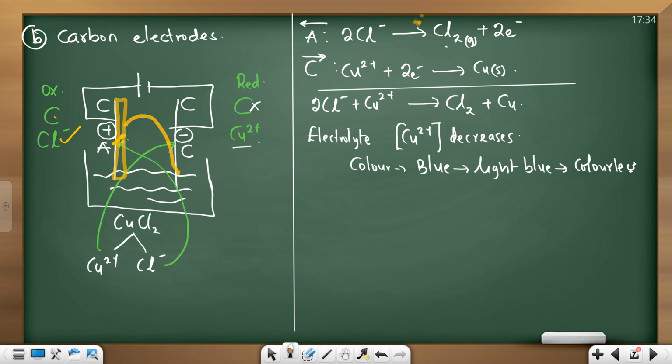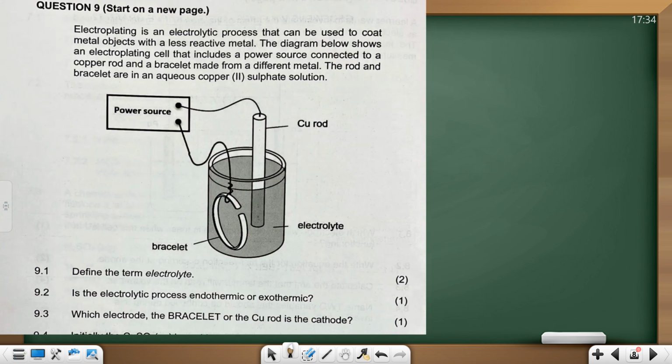You would see I've actually mentioned almost everything. Can we answer? Check. What are we doing now with this question? Electroplating is an electrolytic process that can be used to what? Coat a metal object with a less reactive metal. Why less reactive? To protect it from rust. I gave you that reason.